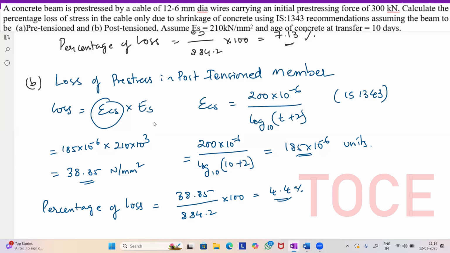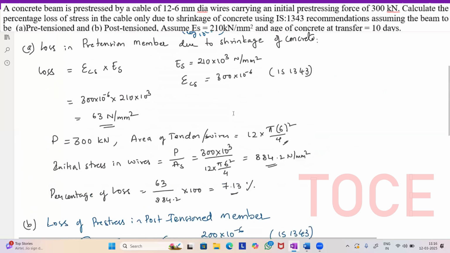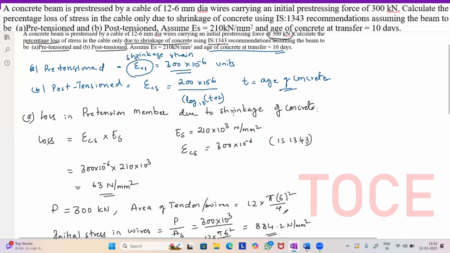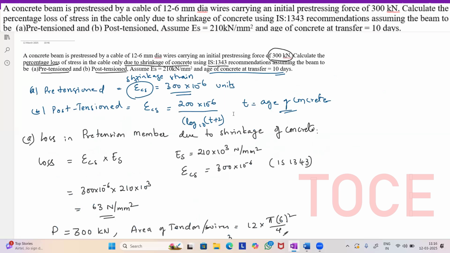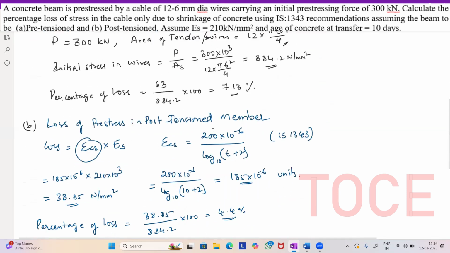This is how we find the loss due to shrinkage of concrete in pre-tension as well as in post-tension members. I hope you got clarity. If we compare, the values are different only because the method of pre-stressing, the type of member, is different. One is pre-tension and another one is post-tension. If you compare this, the pre-tension member has more loss compared to the post-tension member.